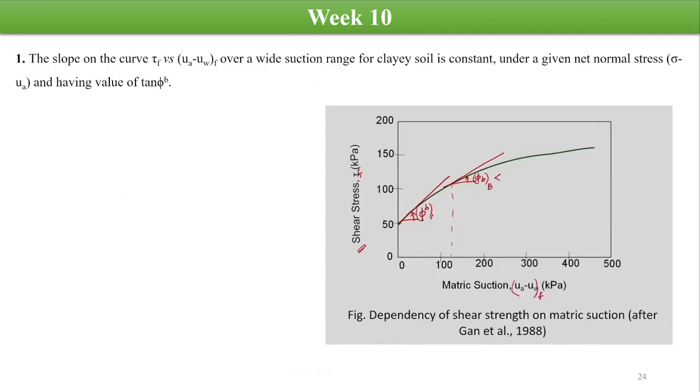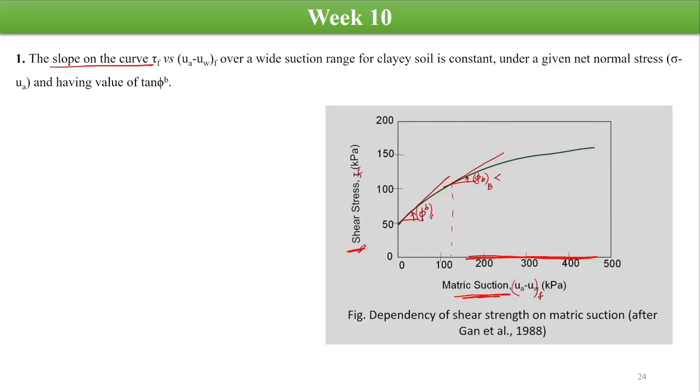So with these examples we can now move on to the assignment questions. The first question is that the slope of the curve tau f versus u minus uw over a wide range for clay soil is constant, under a given net normal stress sigma minus ua and having a value of tan phi b. So if we plot tau f versus matric suction u minus uw for a wide range of suction values for clay soil, mostly these are at the higher end, okay, and it is written that the slope of this curve is constant.